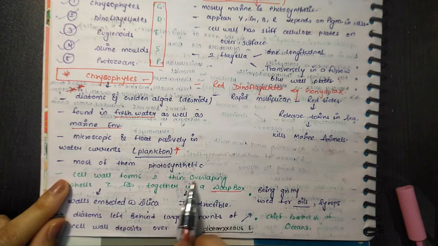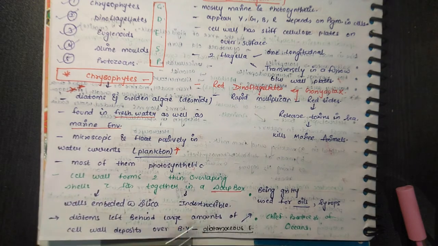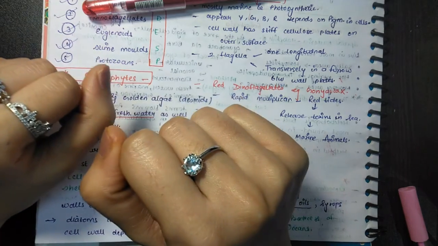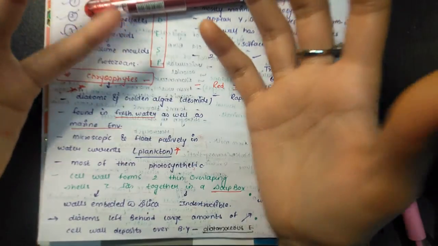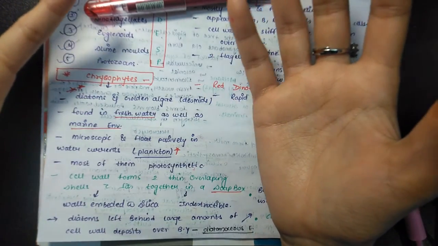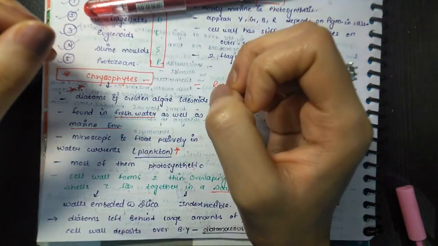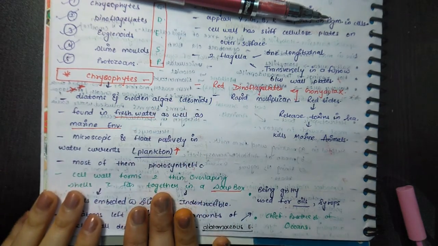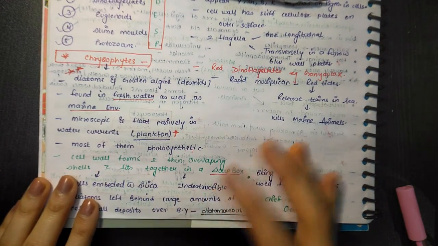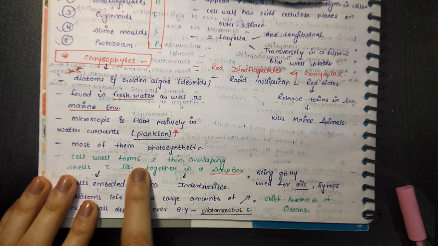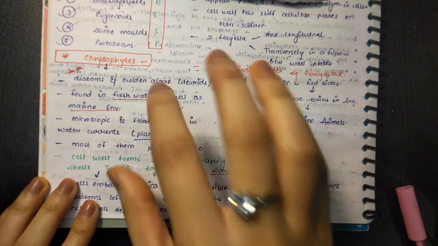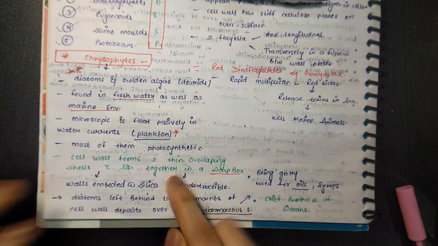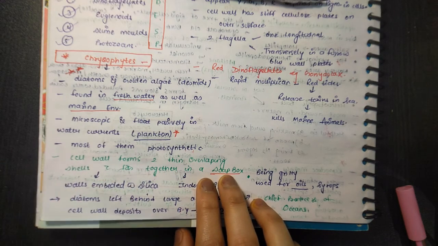Their cell wall forms two thin overlapping shells which fit together like a soapbox. A soapbox has a kind of fixed, overlapped attachment, so their cell wall is similar to a soapbox. The cell wall forms two thin overlapping shells which fit together like a soapbox.